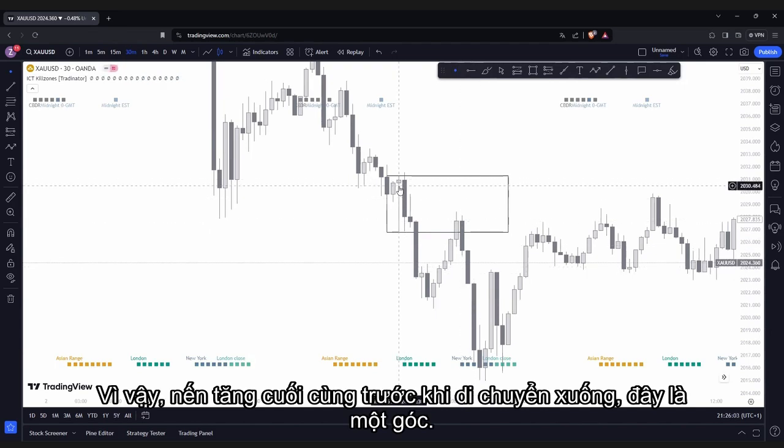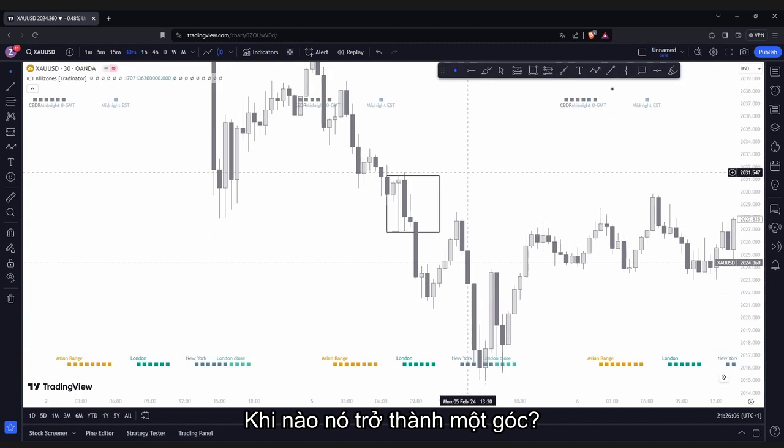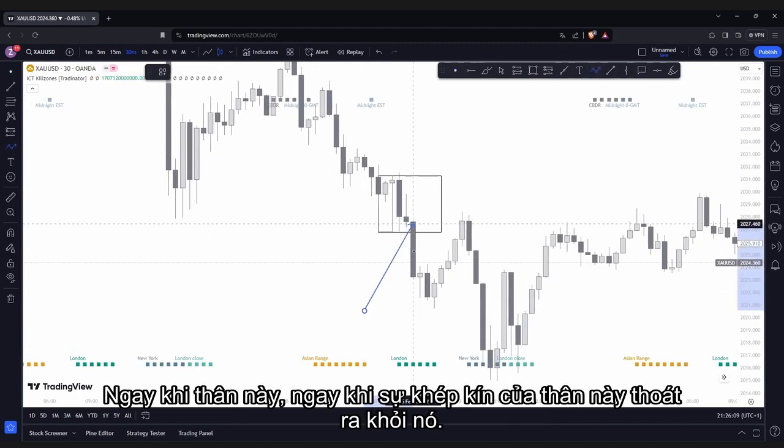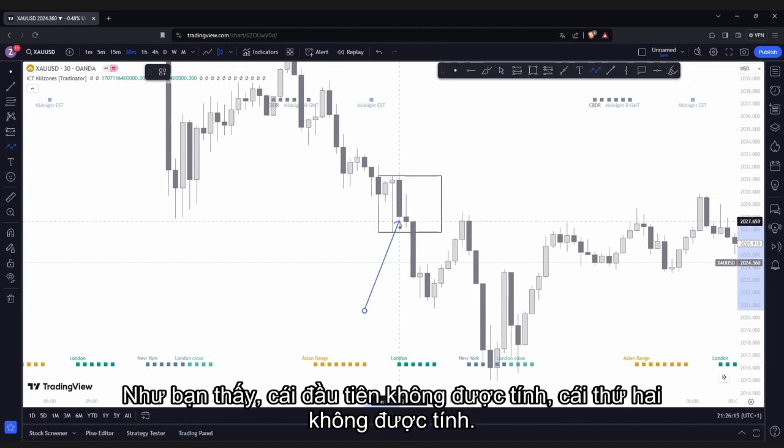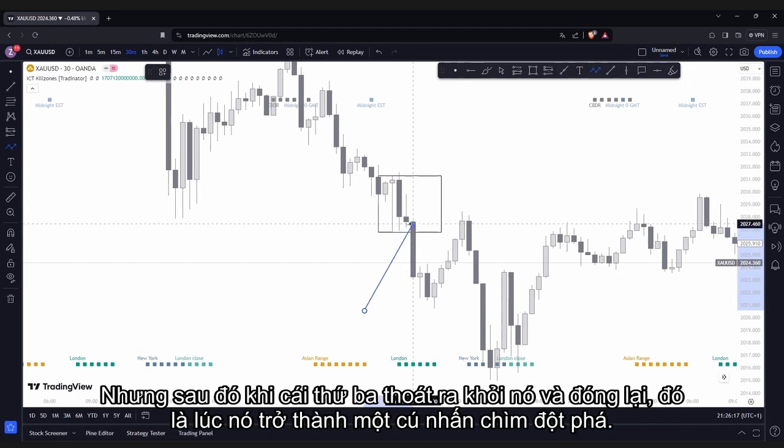So the last bullish candlestick before the down move. This is an engulf. When did it become an engulf? Right when the closure of this body went out of it. So as you can see, the first one doesn't count, the second one doesn't count, and then when the third one went out of it and closed, this is when it became a breakout engulf.